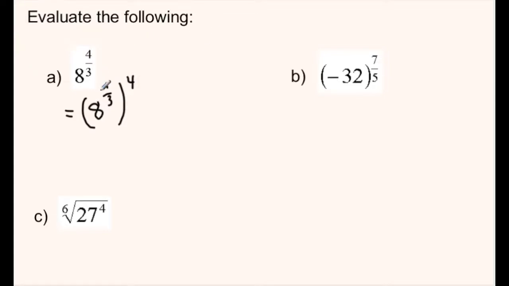So we're going to rewrite it in that form first, and now I can rewrite this as the cubed root of 8, and then that's all to the power of 4. And why I want to do that is because I can cube root the 8. I know from experience that the cube root of 8 is 2. So this is 2 all to the power of 4, and 2 to the power of 4 is 16. So 8 to the power of 4/3 is 16.